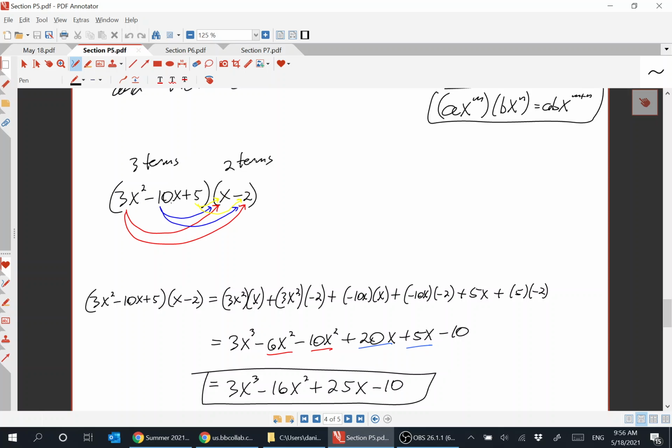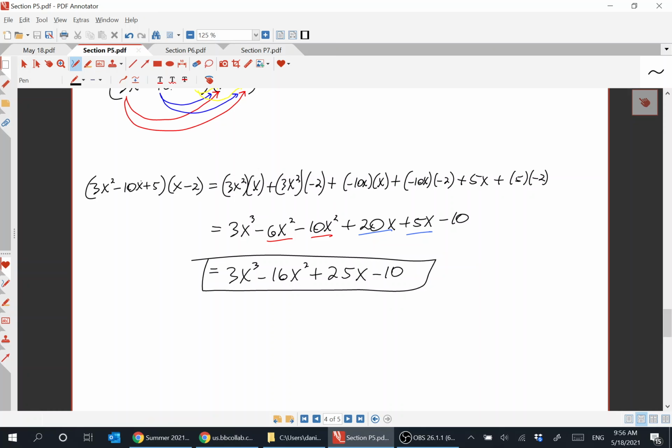3 times 2 is 6. So you're going to get 6 terms: 1, 2, 3, 4, 5, 6. And then you simplify the expression by adding together the like powers of x.